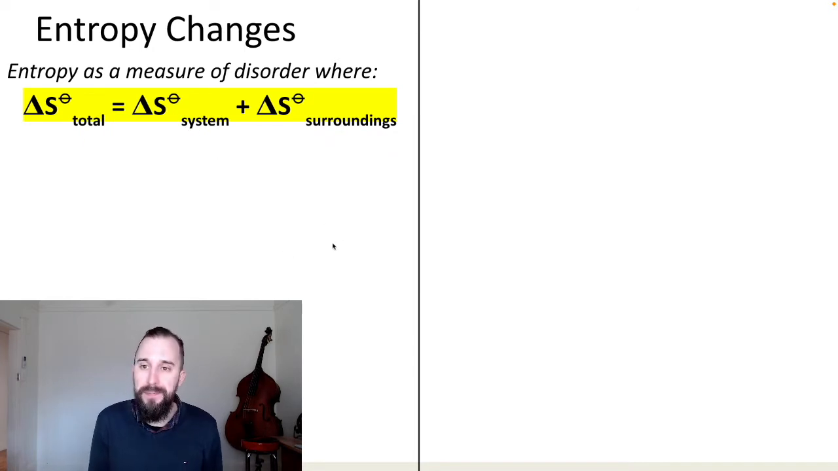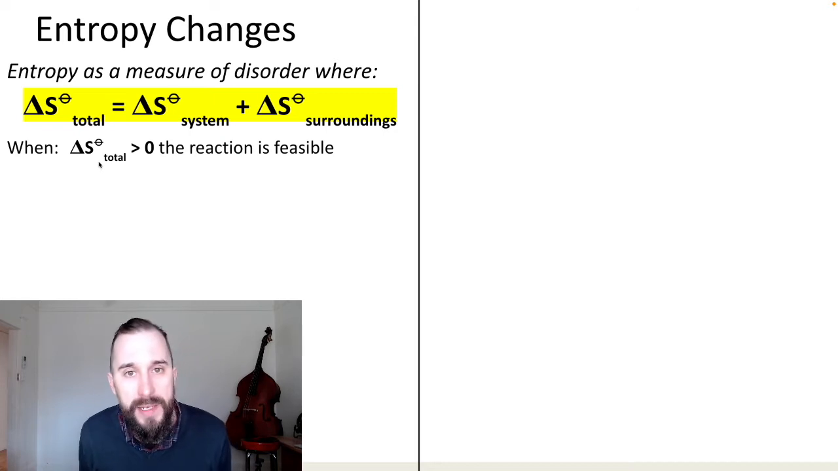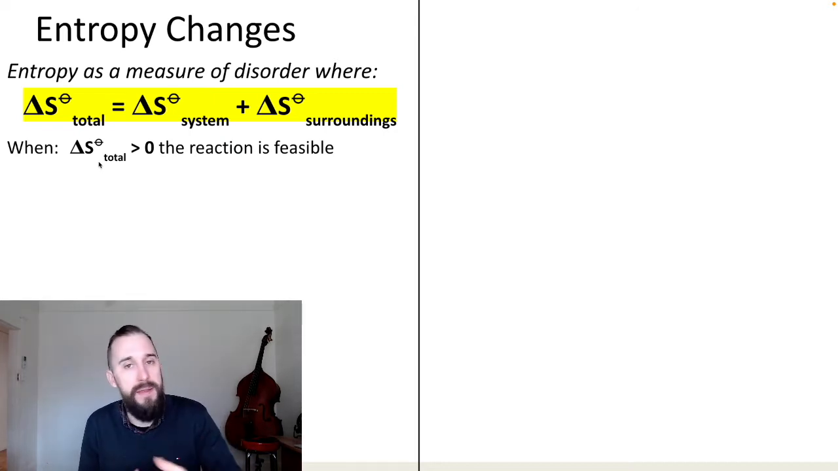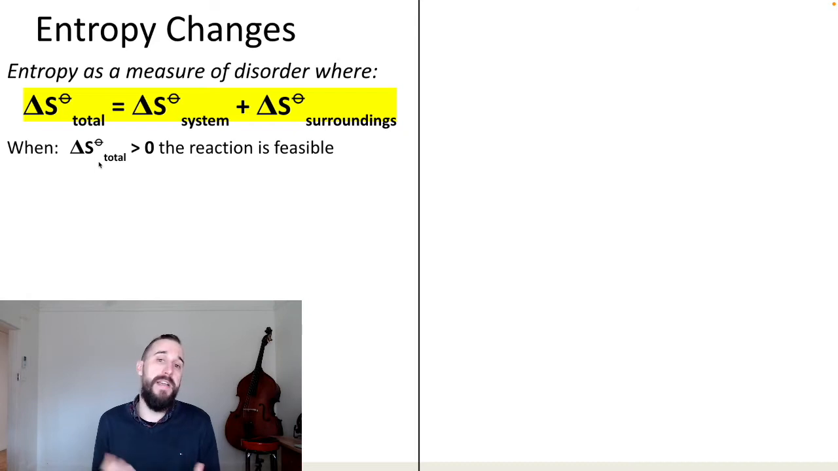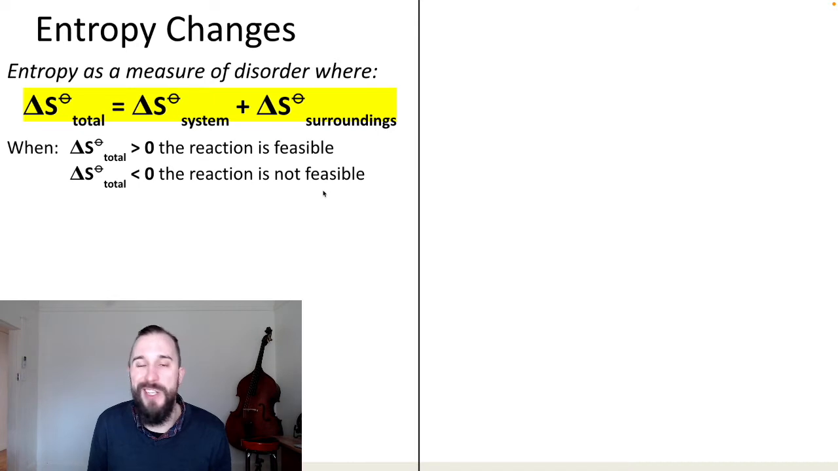We said that if we have a positive delta S, that means that entropy is increased. That's favorable. That means we have a feasible reaction or a spontaneous reaction. You can use them to mean the same thing. I very much have been. Conversely, if the entropy change is less than zero, that means we have a decrease in entropy. It's getting more ordered. That is unfavorable. That means the reaction is not feasible. And this idea of feasibility or spontaneity just means a reaction can happen, doesn't mean it will happen.